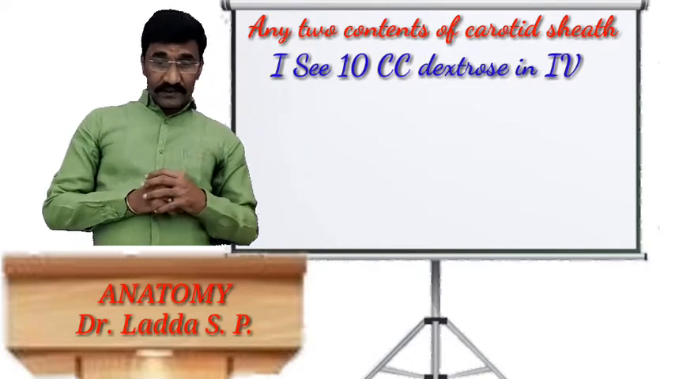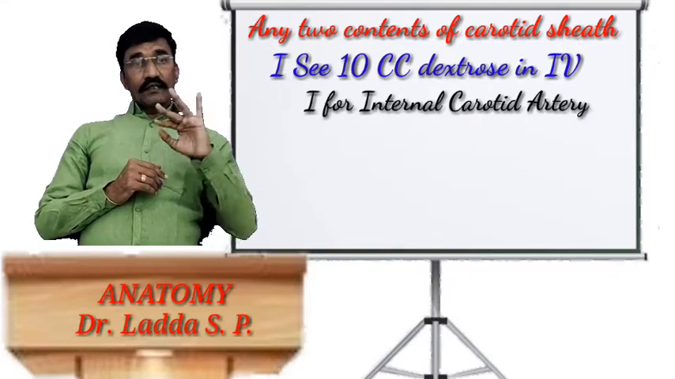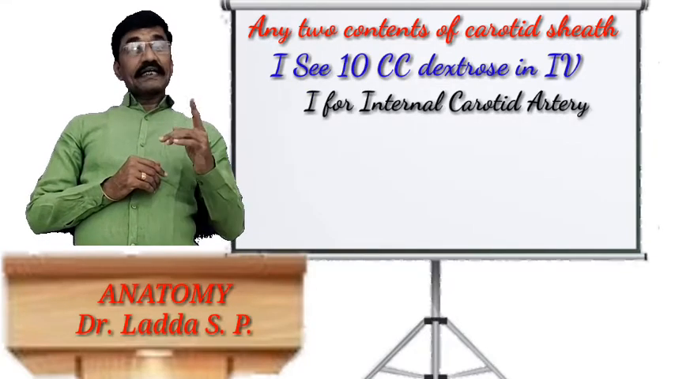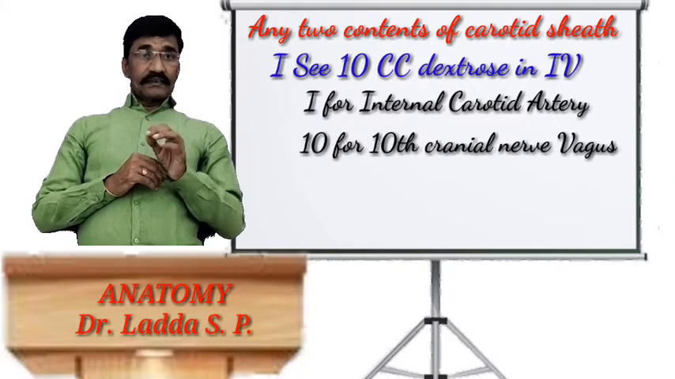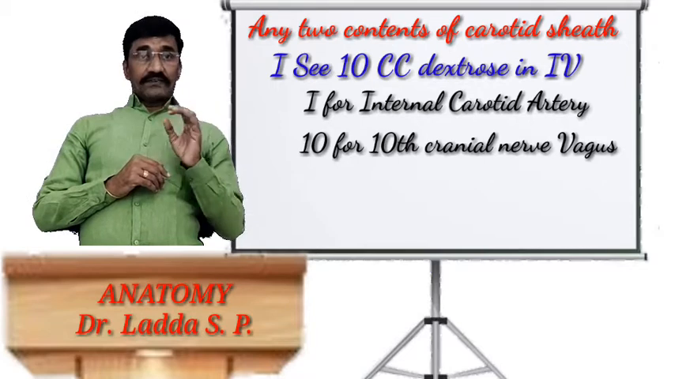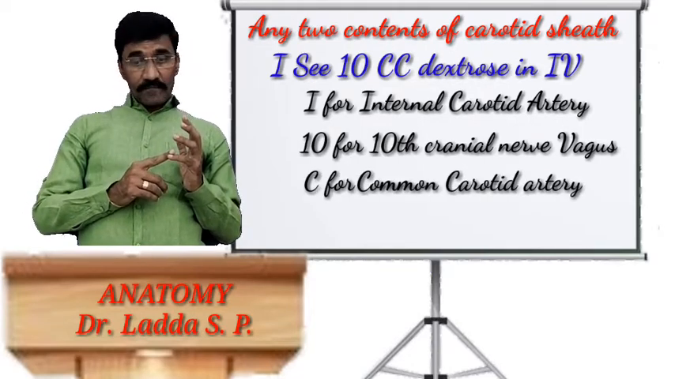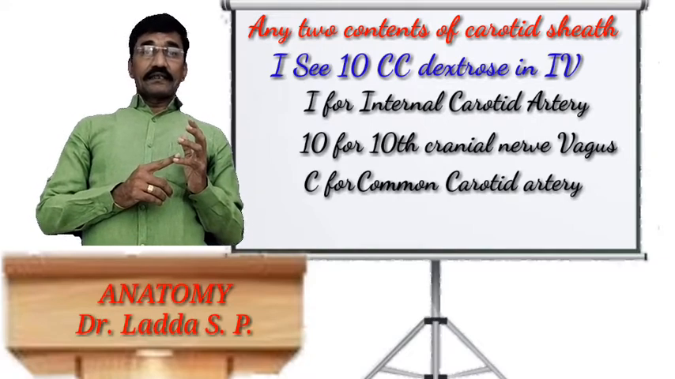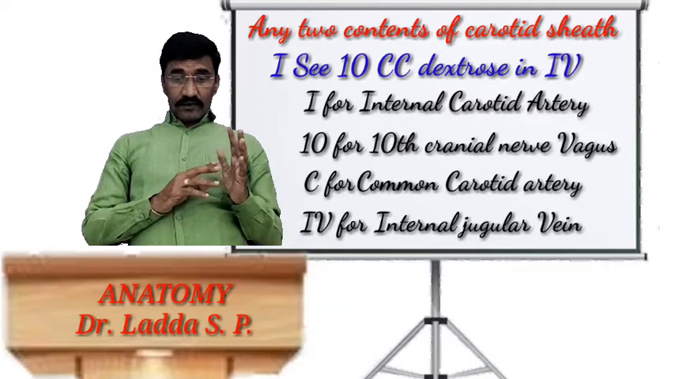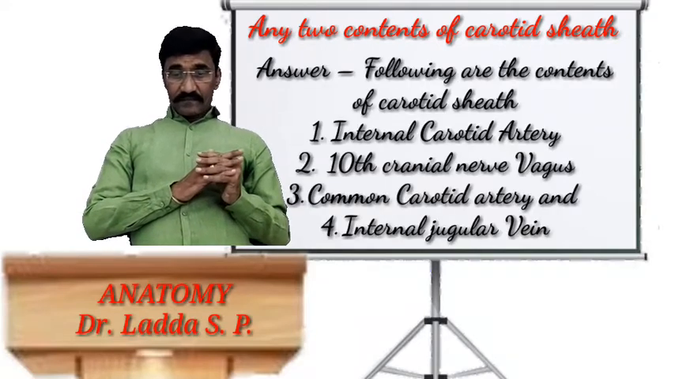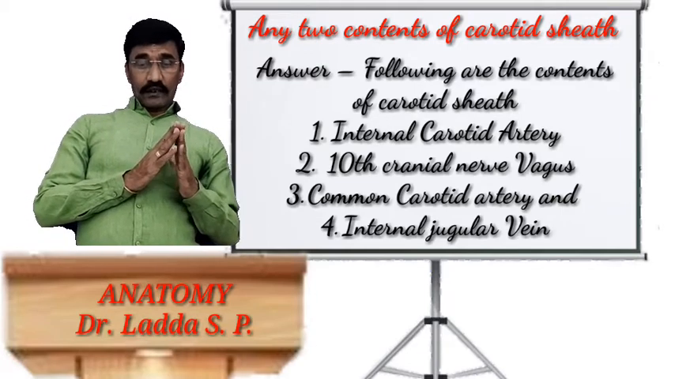From this sentence, take I, internal carotid artery. Take 10th, that is 10th cranial nerve, and which is the 10th cranial nerve? Vagus. Take C for the common carotid artery, and lastly take I, that is internal jugular vein. So these are the contents of carotid sheath.